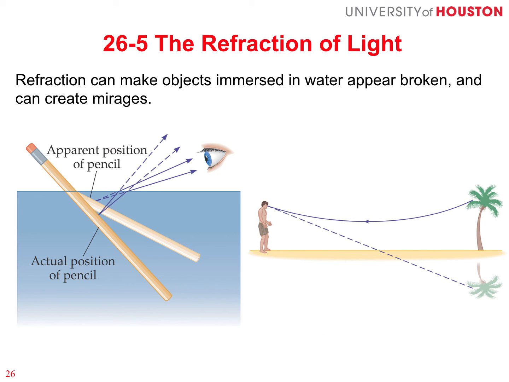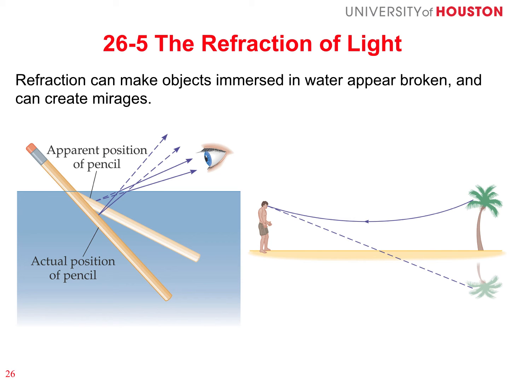Refraction can make objects immersed in water appear broken. We have an example on the left where we place a pencil in water. The rays from the pencil travel out of the water towards the eye, but they are bent in the process, and the eye assumes that the rays are not bent and essentially misplaces the position of the pencil to give an apparent position, and this causes the illusion of the bending of the pencil.